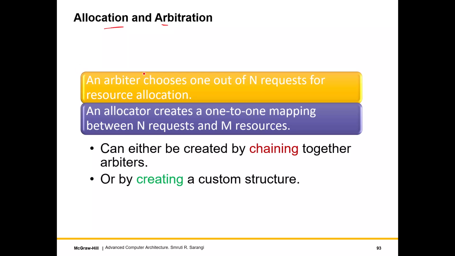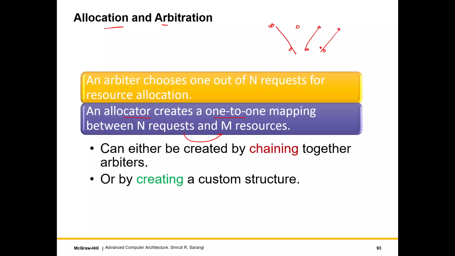The difference between an allocator and an arbiter is kind of fine. An arbiter chooses 1 out of n requests for resource allocation. So if there are n requests for resource allocation, the arbiter would just choose 1. An allocator, on the other hand, would choose a subset of n requests and map them to resources, or in other words, it would create a one-to-one mapping between n requests and m resources. So if there are requests over here and resources over here, it would create a mapping between them.